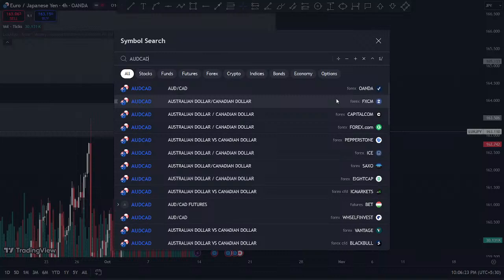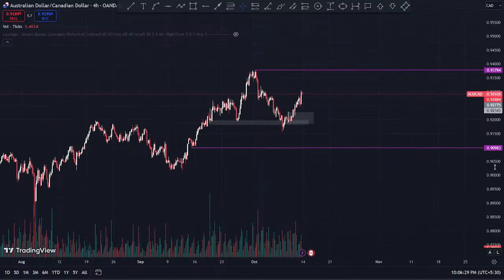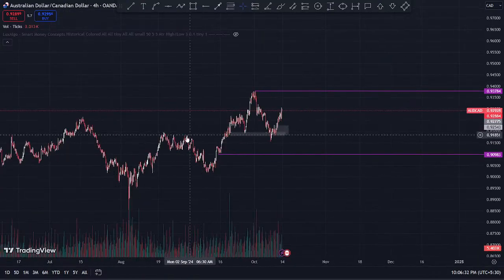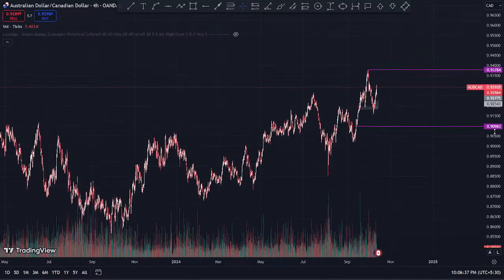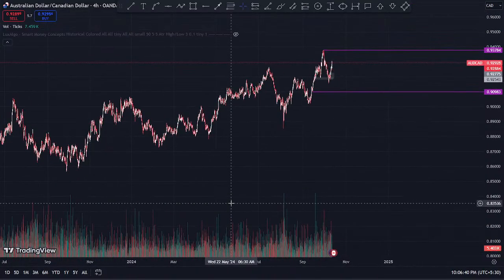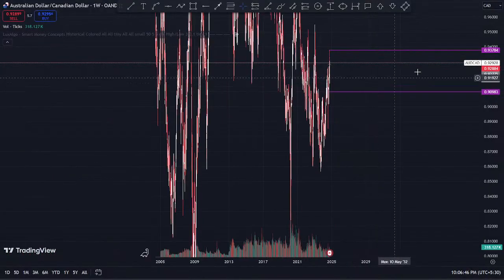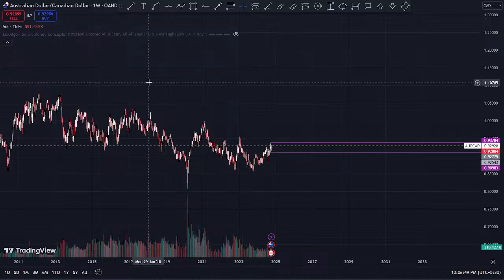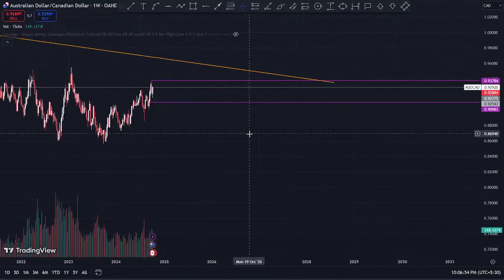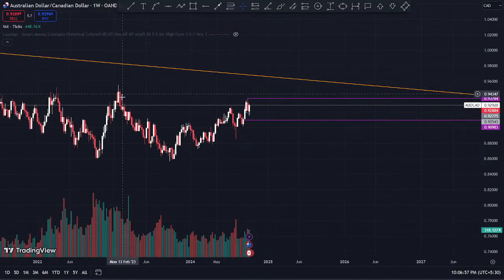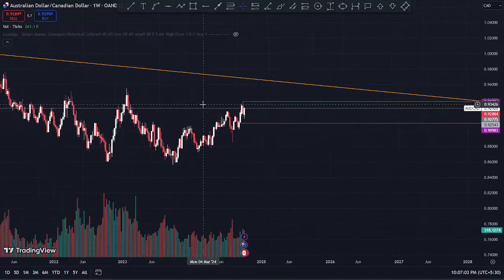AUD CAD. This seems a lot bullish. So currently we are trading in this swing area. So this was CAD, right? Okay, so the price is bearish actually. Nice sweeps downside, again a sweep upside. So this we can consider as a pullback.